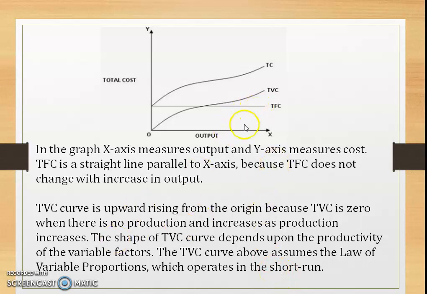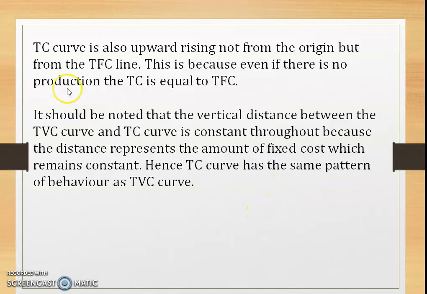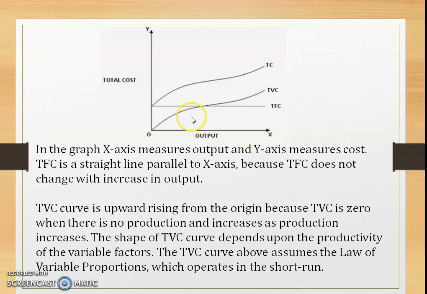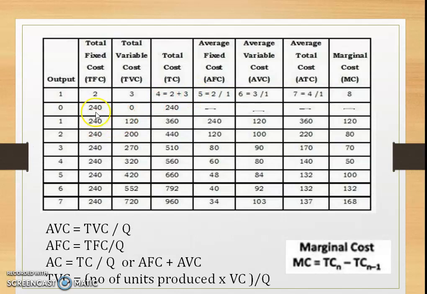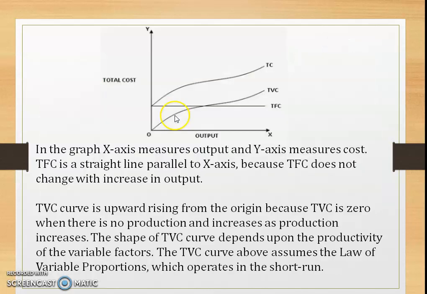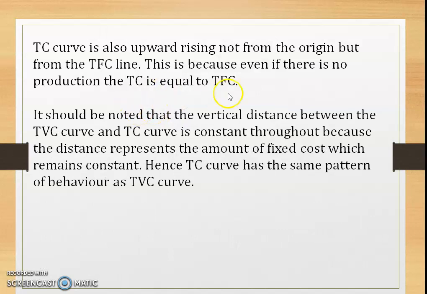Right. Let's see next the TC curve. It is also upward rising, not from the origin but from the TFC line. This is because even if there is no production, the TC is equal to TFC. So look at the table here. Even though there is no output, the total cost is 240. That's why it starts from TFC.